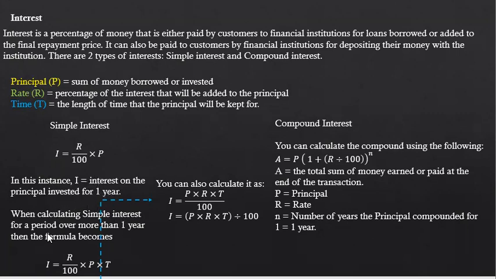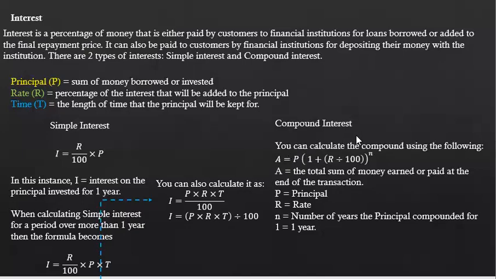When calculating simple interest for a period over more than 1 year, the formula becomes I equal R over 100 multiplied by P multiplied by T. You can also calculate it as I equal principal by rate by time over 100, or principal by rate by time divided by 100. It's the same thing, you just have it in a different format.